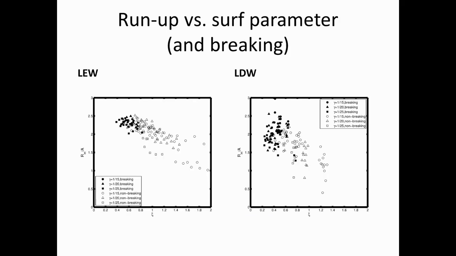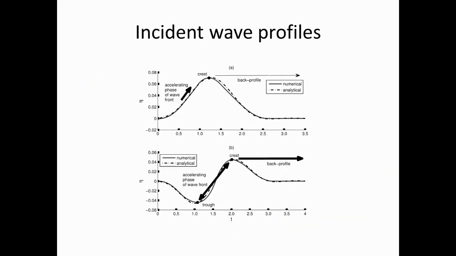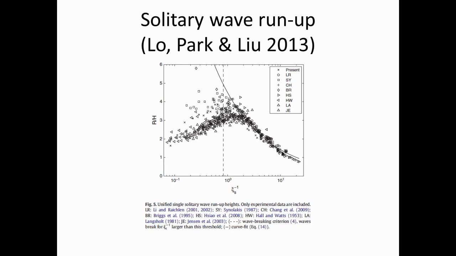And finally, collect all the data. You can see somehow the run-up has some trend when it's plotted against the surf similarity parameter. And more nicely, I think there's some sort of criteria between breaking waves, those filled symbols, and non-breaking waves. But if we go back to the solitary wave case and compare with it, I'm missing all those data.